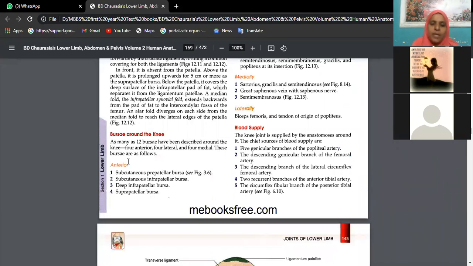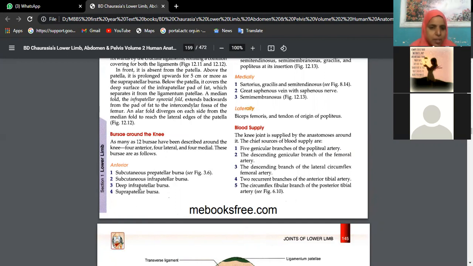So why do we have so many, 12 bursae, around the knee joint? Bursae are nothing but extensions of the synovial membrane surrounding the knee joint. That means inside of the capsule we have synovial membrane. And this synovial membrane peeps out wherever there is more friction, and it forms the bursae filled with synovial fluid. So we have 12 such bursae around the knee joint, which help in smooth functioning.